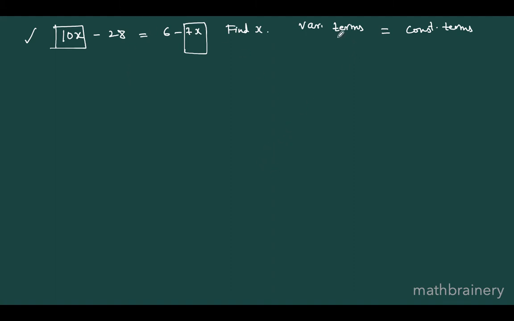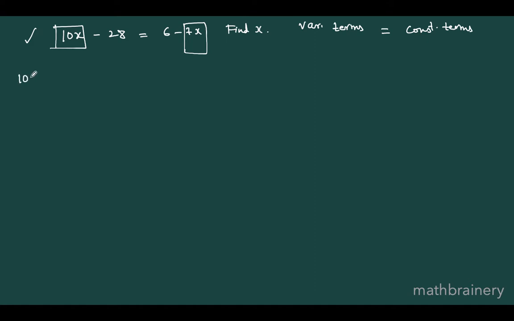Maybe you want to bring variable terms to the left hand side and constant terms to the right hand side, or maybe you want to bring variable terms to the right hand side and constant terms to the left hand side. Anything, but the main logic here is we want to bring all the variable terms to one side and constant terms to the other side. Now to do this, there are two methods. The first method is called the method of inverse operations.